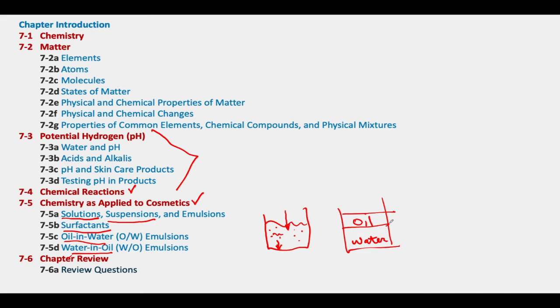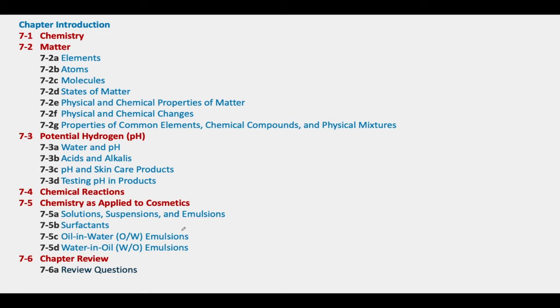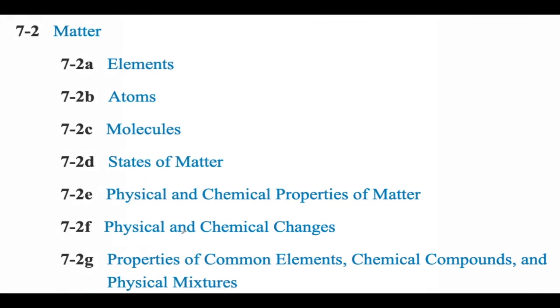So then we add surfactants to that, like soapy-type surfactants, and they will help this to emulsify, is what we say. We say this will emulsify. So we have oil in water emulsions and water in oil emulsions. So these are the overview. Let's go on to the next slide.